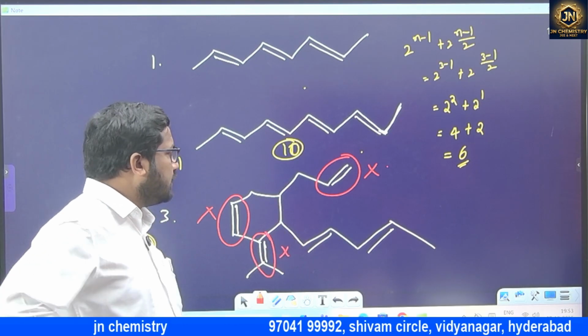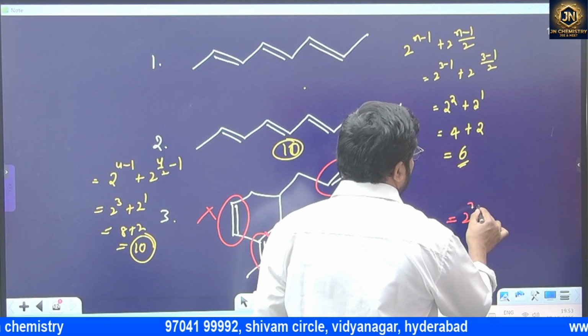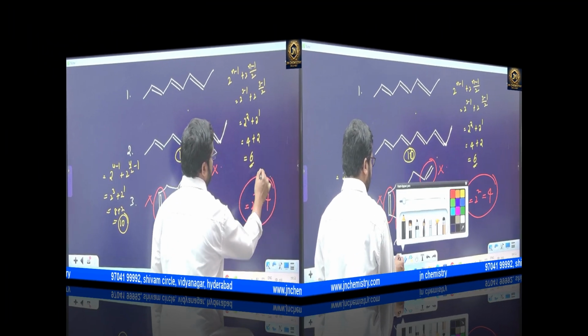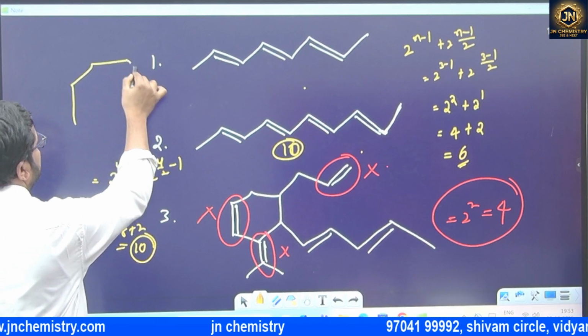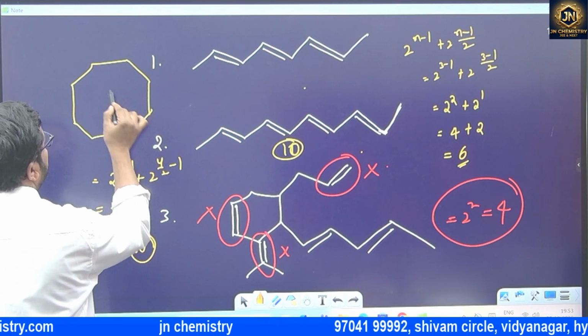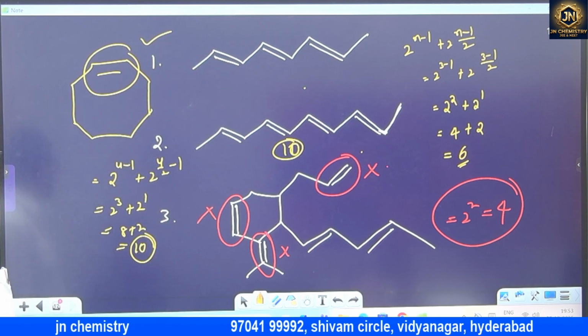Only 2 power 2 for unsymmetrical, 4. If there are 8 carbons, an 8-carbon ring like this will show geometrical isomerism. Minimum 8 carbons.